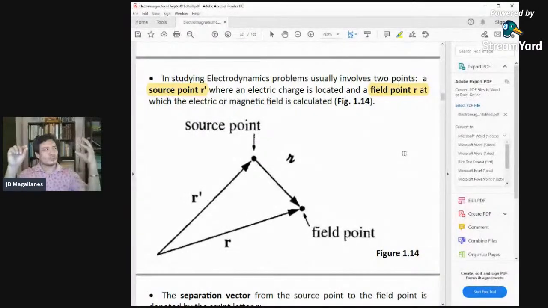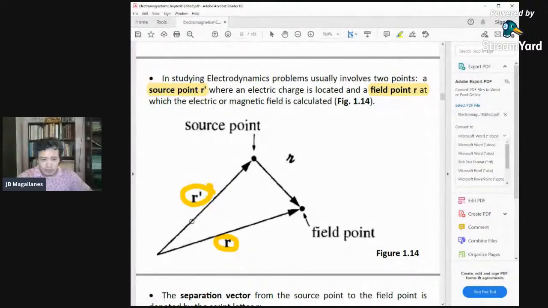So there's what you call a source point. A source point is the point where the field is coming from, and the field point is the point where you are measuring the field. Usually we denote a source point with the vector r prime, its position in Cartesian coordinates, and the field point would be denoted by just r.